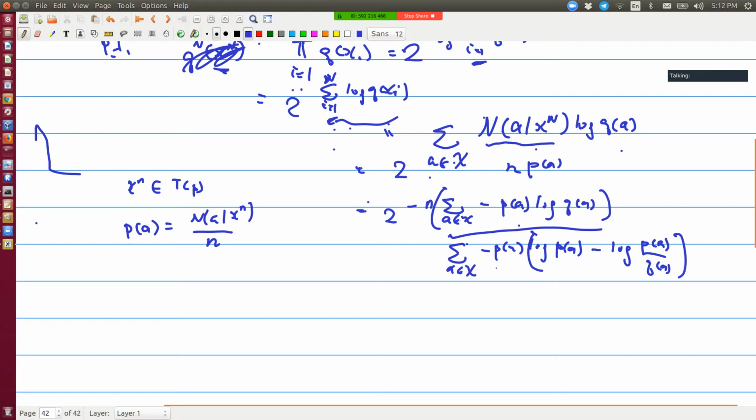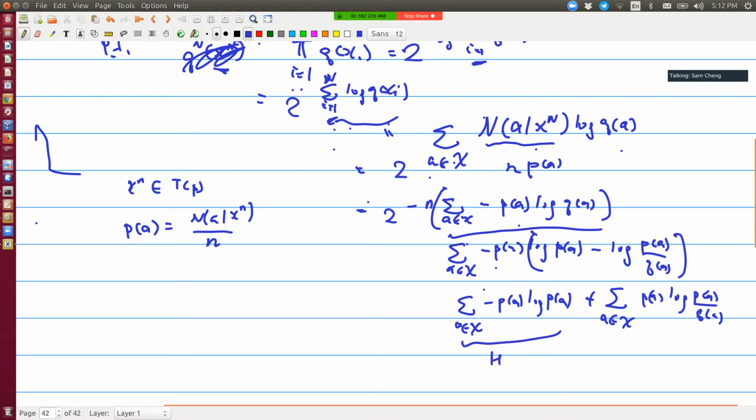So the earlier term is actually just the entropy, right? So the first term is just the entropy. Maybe I just write it out anyway: sum over a in X of P(a) log P(a) plus sum over a in X of P(a) log P(a) over Q(a). So therefore, this will be just the entropy H(P), and this will be the KL divergence between P and Q.